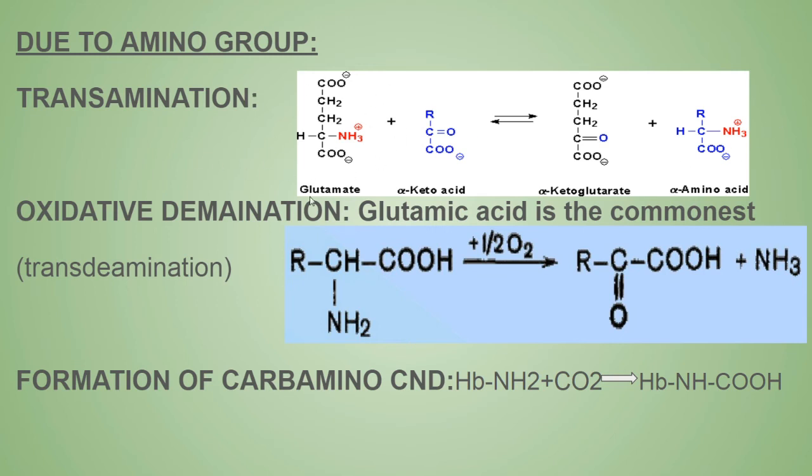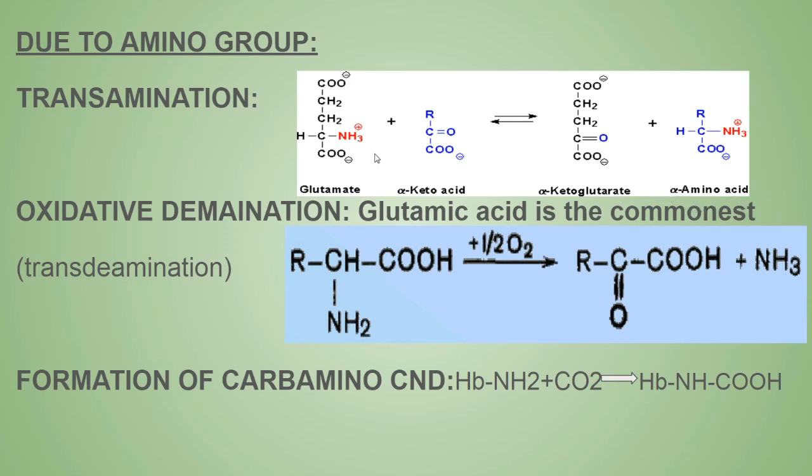Over here, as you can see, this glutamate has one amino group, and this alpha keto acid, let's consider this as a pyruvate. Suppose this is a pyruvate alpha keto acid, so it has one ketone group. So there will be transfer of this NH3 to this alpha keto acid and transfer of this ketone group to this amino acid. So this will form alpha ketoglutarate and an alpha amino acid, or we can say alanine. Over here alanine will be formed.